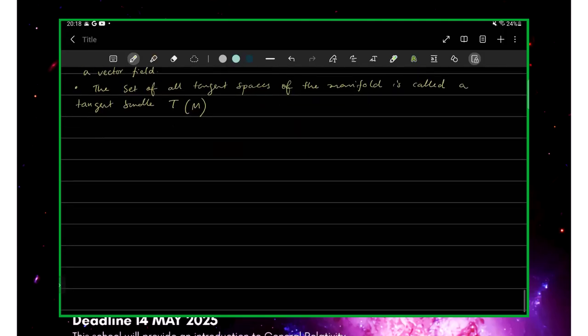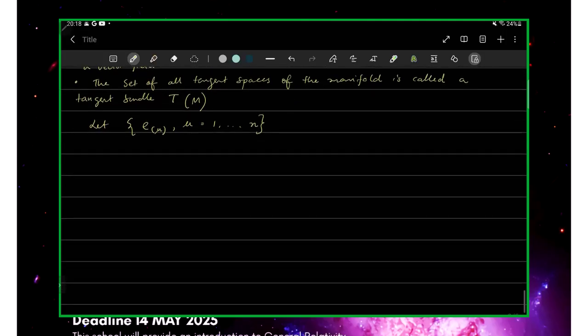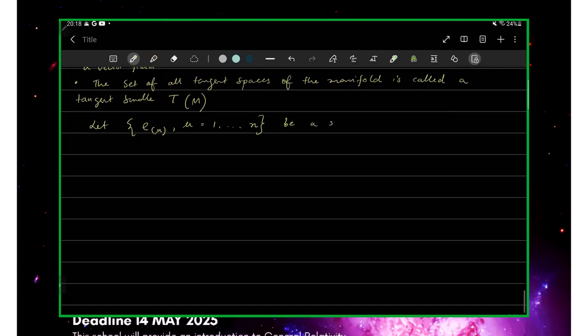Okay, so moving on, let's consider basis vectors. Let me define the basis vectors as E mu, where mu runs from 1 to n. Here I'm not really considering 0 for now, just the space, on the manifold. So therefore just the spatial indices 1 to n. So let this be a set of basis vectors.